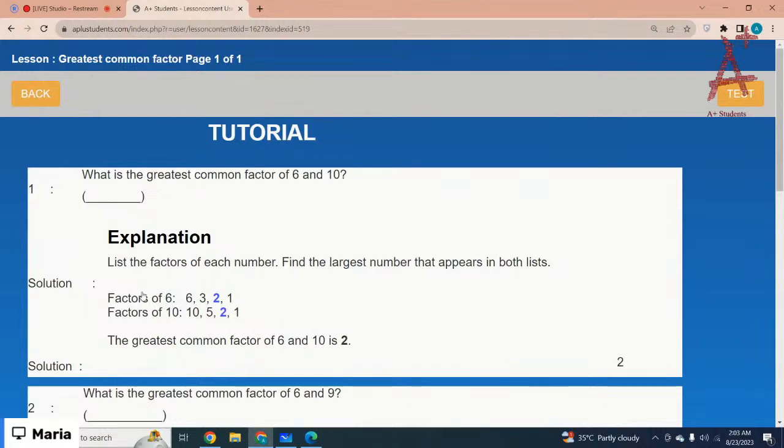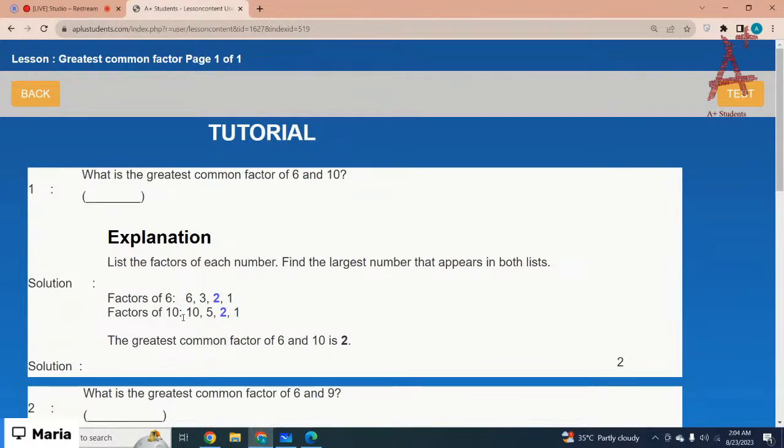What is the greatest common factor of 6 and 10? You have to find the greatest common factor. If you need to find the GCF of 6 and 10, you have to list the factors of each number, right? Then you have to find the largest number that appears in both lists. Factors are the numbers that when multiplied make 6. 6 times 1 is 6, so 6 and 1 are factors of 6. Then 3 times 2 is 6, so 3 and 2 are also factors of 6.